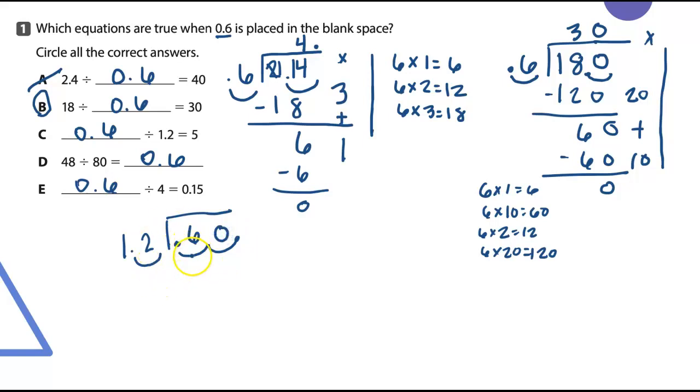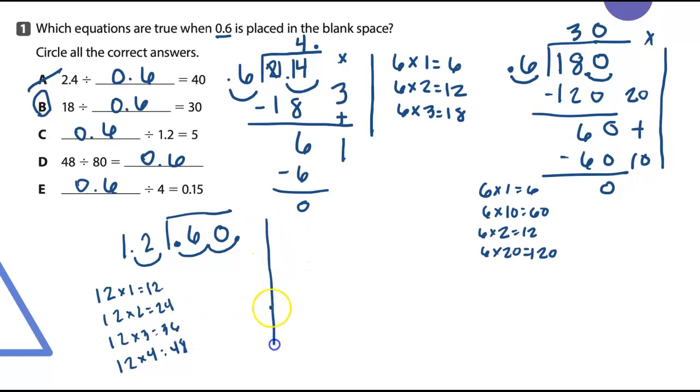I know 12 can go into 60. And if I know my 12s, 12 times 1 is 12, 12 times 2 is 24, 12 times 3 is 36, 12 times 4 is 48. Say that's all I know. So I'm going to use partial quotients.